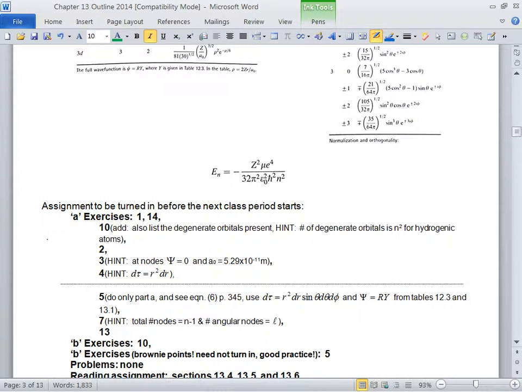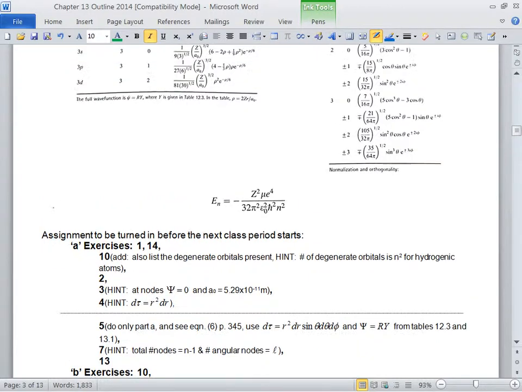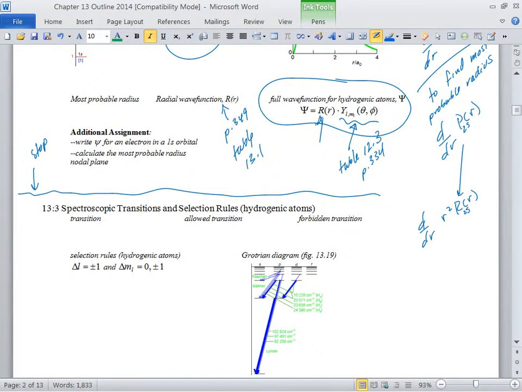Okay. And then you're going to stop here at this line. So we have this additional question here, though. It wanted us to write the wave function. So let's start doing our homework here.